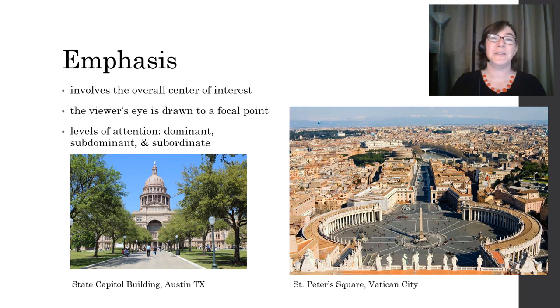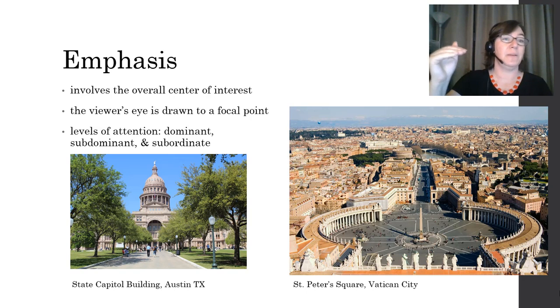Moving on to our next principle of design, let's talk about emphasis, which is also sometimes called focus or focal point. Emphasis overall involves the overall center of interest, and your viewer's eye is going to be drawn to a focal point. There can be different levels of attention or emphasis, a dominant, a subdominant, even a subordinate level. And here's a couple of examples of emphasis in architecture.